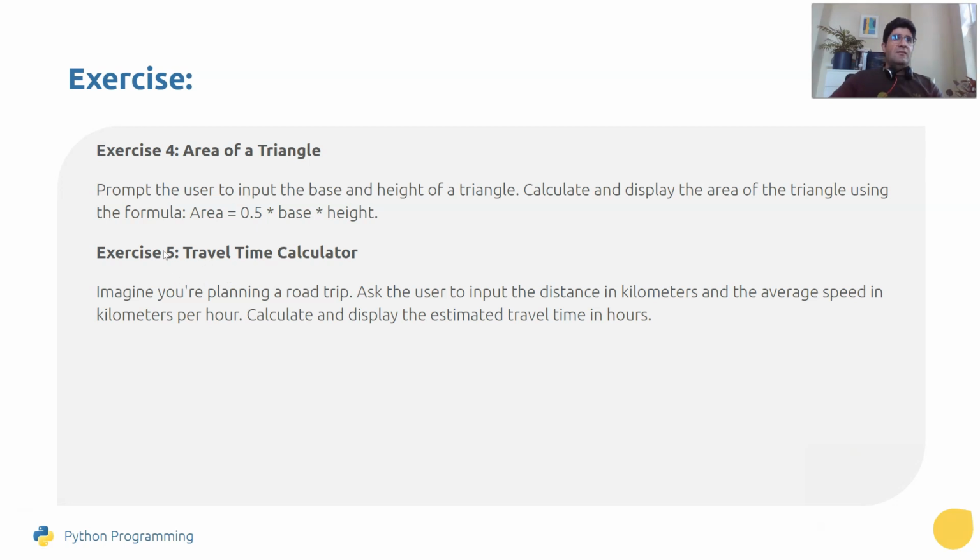And the last exercise, travel time calculator. So imagine you are planning a road trip. Ask the user to input the distance in kilometers and the average speed in kilometers per hour, then calculate and display the estimated travel time in hours. So you have to input the distance in kilometers and the average speed in kilometers per hour.